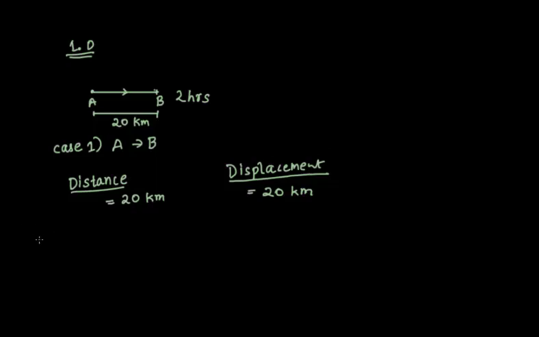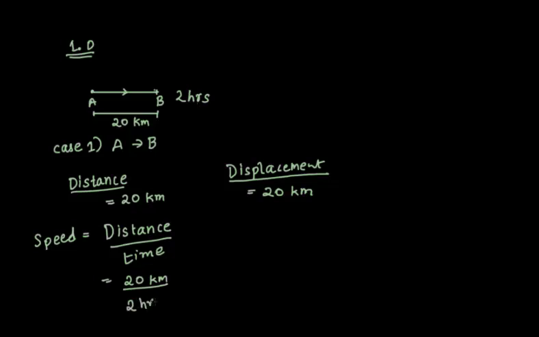Now, what is speed? Speed is distance over time. So what is the distance? 20 kilometers. And what is the time that he took? It's 2 hours. So this leads to 10 kilometers per hour.